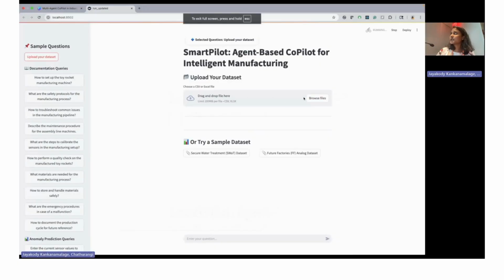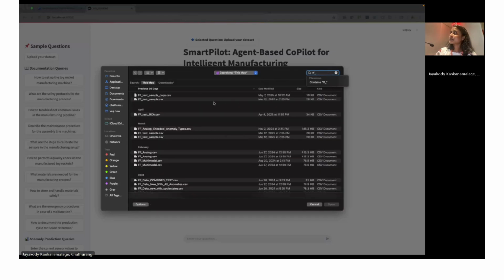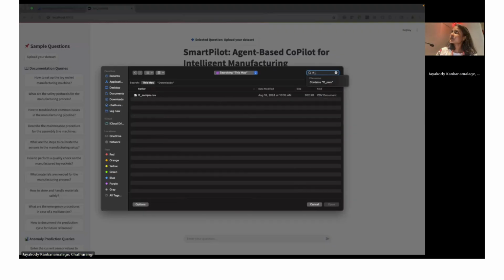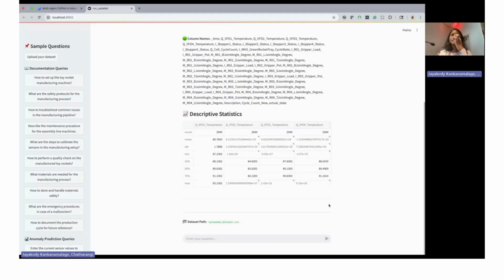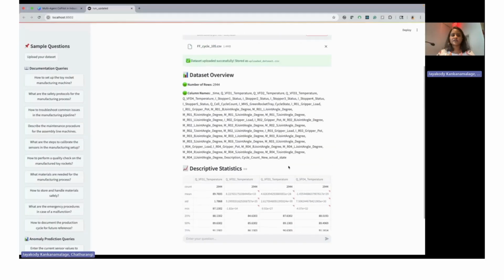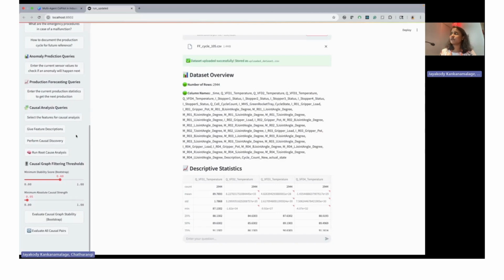So let's upload the time series data. Since the session ended earlier, we have to upload the data again here. So we upload a sample of the time series data that we have for the future factories, and it again gave us the dataset overview along with the descriptive statistics of this dataset. And so these are the sample questions that we can try with the causal agent.